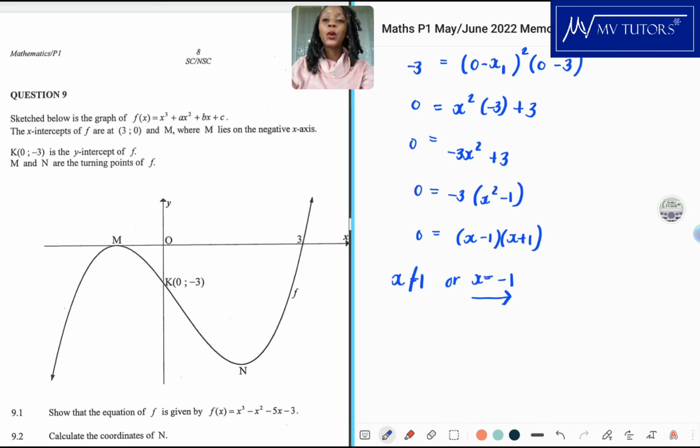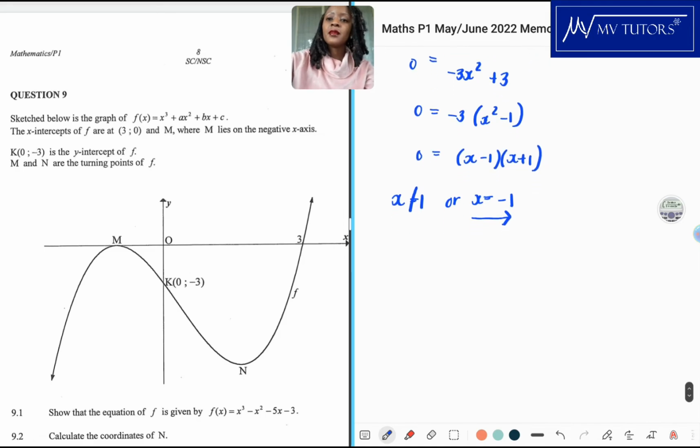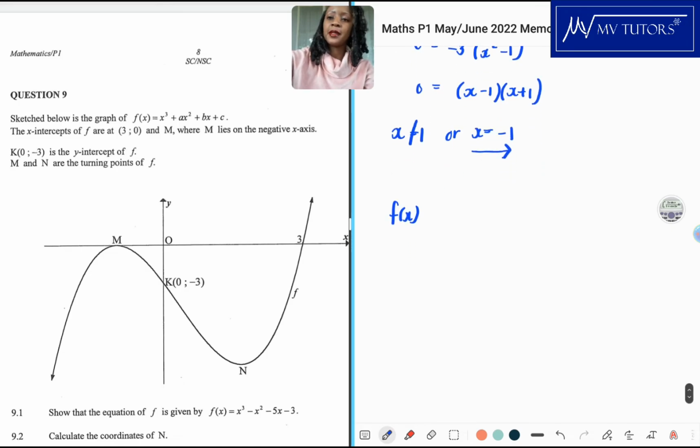They said we must look for the equation. All right, so since x is equal to 1 is not part of the solution, what do I have then? I have f of x is equal to x plus 1, squared. It's squared because at the turning point, we have two x values which happen to be -1. And then the other intercept is x minus 3.